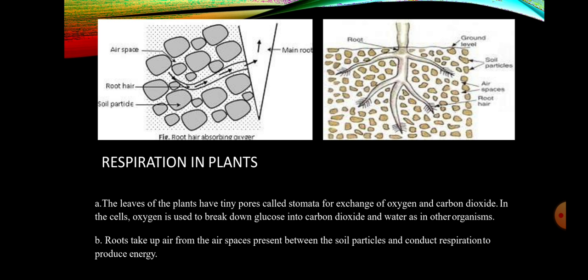Now we'll learn respiration in plants. The leaves of plants have small pores known as stomata, and the stomata can open and close with the help of guard cells, and hence they can breathe through these small pores. They can exchange oxygen and carbon dioxide in the cells. Oxygen is used to break down glucose into carbon dioxide and water as in other organisms, whereas the roots take up air from the air spaces present between the soil particles and conduct respiration to produce energy. So both the leaves and the roots can breathe or respire.